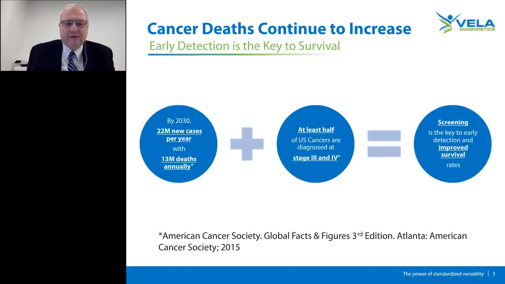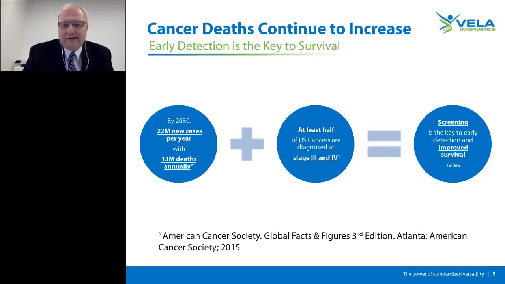The first thing to understand is why are we so interested in this area? The first, basically, cancer deaths continue to increase. So the key to survival is early detection. So by 2030, the American Cancer Society estimates that 22 million new cases of cancer will appear per year, with 13 million deaths annually. Today, in 2016, there are approximately 14 million new cases with 8 million deaths annually. So the growth rate is expected to continue to rise over the course of the next several years.